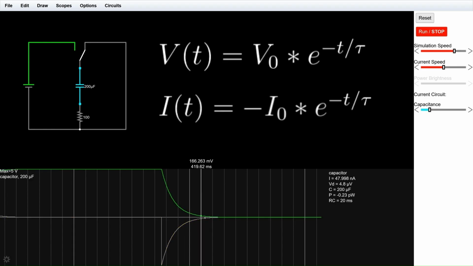Negative current in Falstad means the current flows in the opposite direction. Voltage does not become negative because it measures the potential difference between 2 points. Current is like water flow, direction can change. Voltage is like water height, always positive.